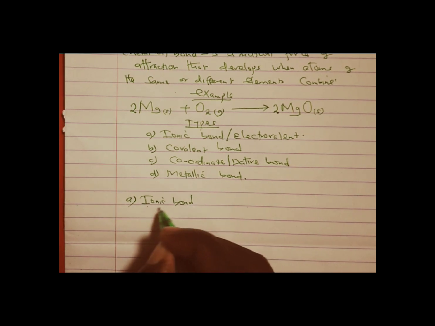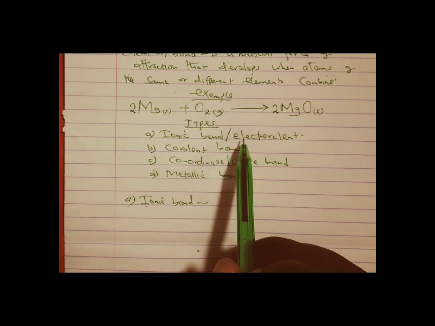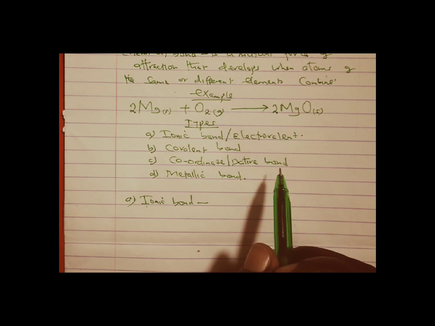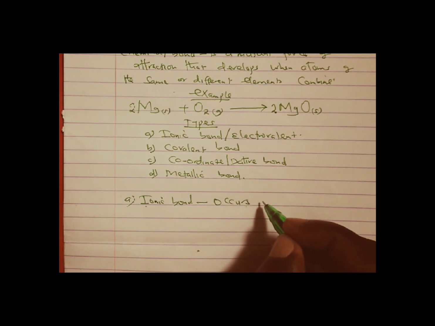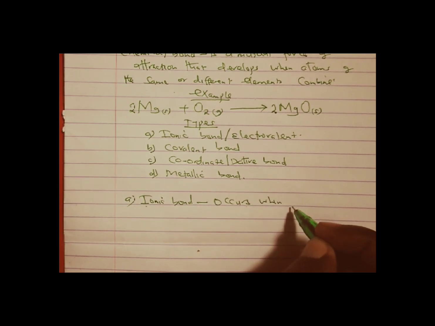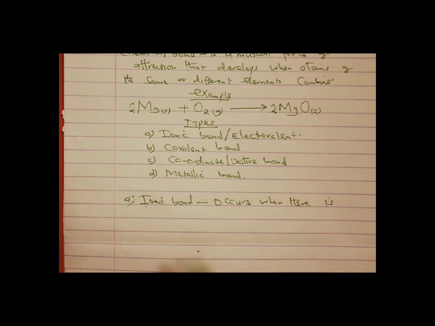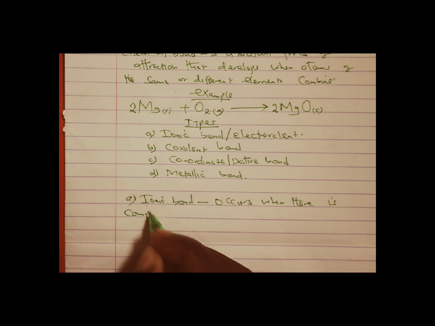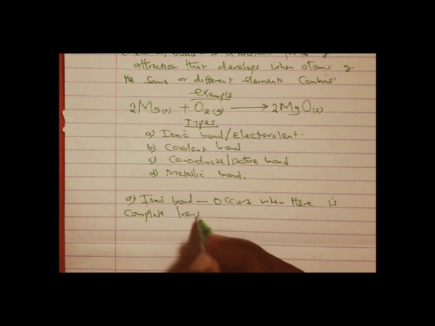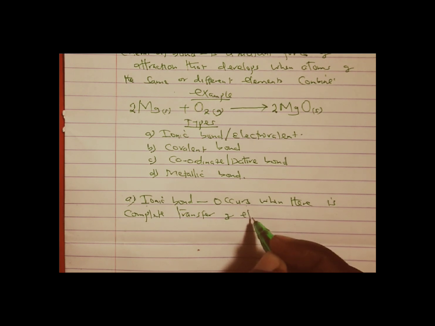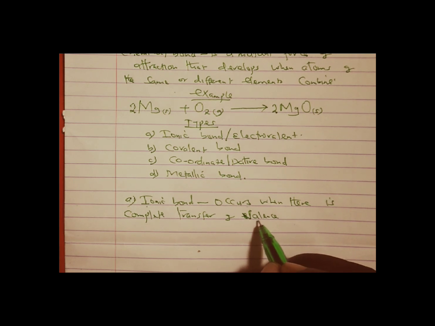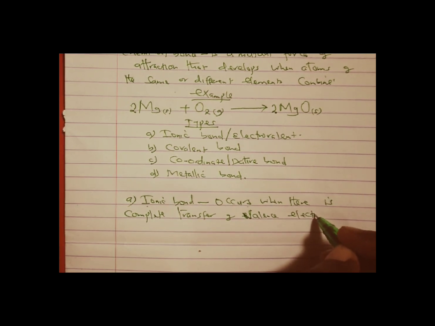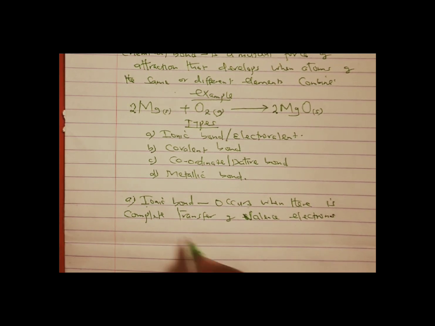We have already said that an ionic bond is also known as an electrovalent bond, and this is a bond that occurs when there is complete transfer of electrons. We can call them valence electrons, since under bonding we use valence electrons, from one atom to another.